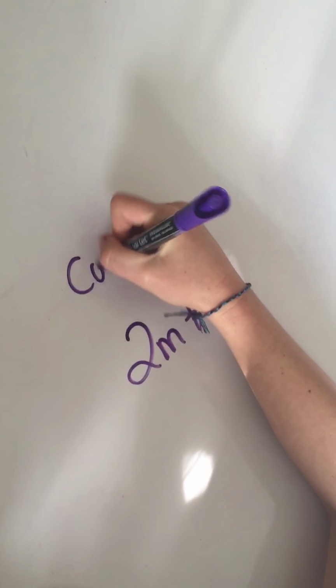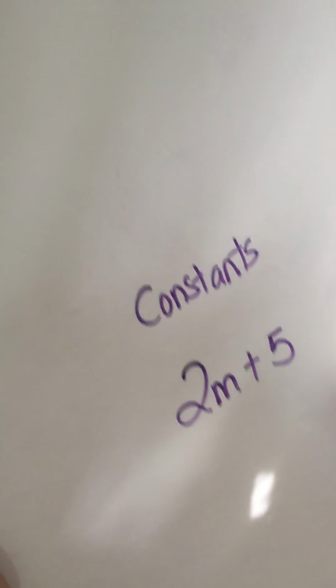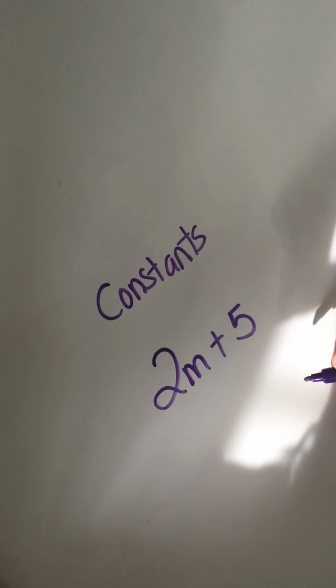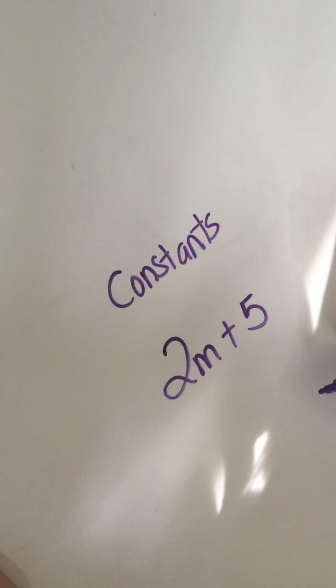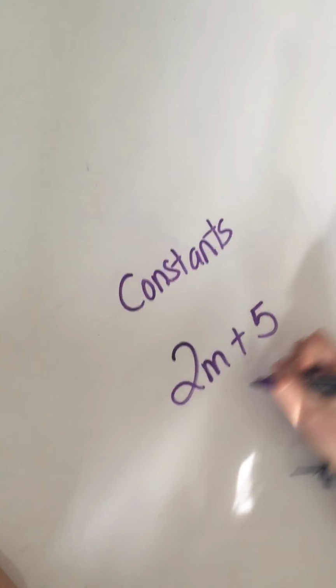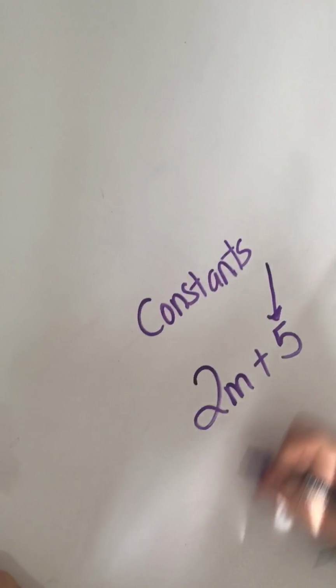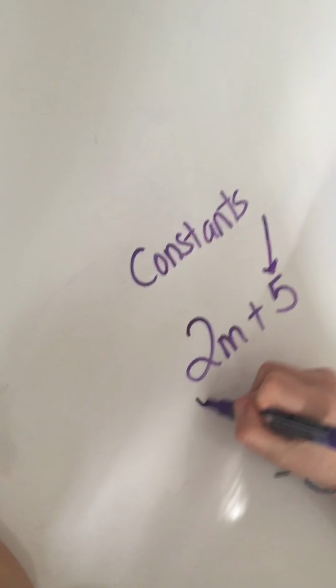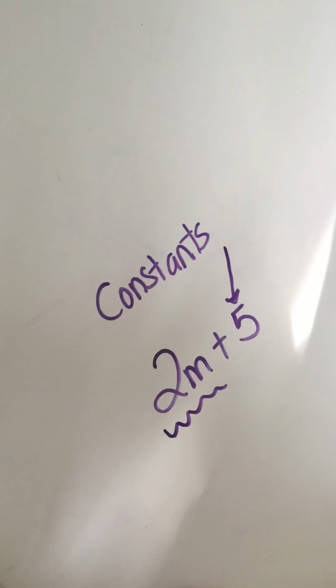Now we're going to talk about constants. Constants are numbers that stay the same. They never change. So it's the piece of the expression or the equation that is unchanging. In the example I have here, the constant would be plus 5 because this piece would change depending on what m is. So it's not constant.